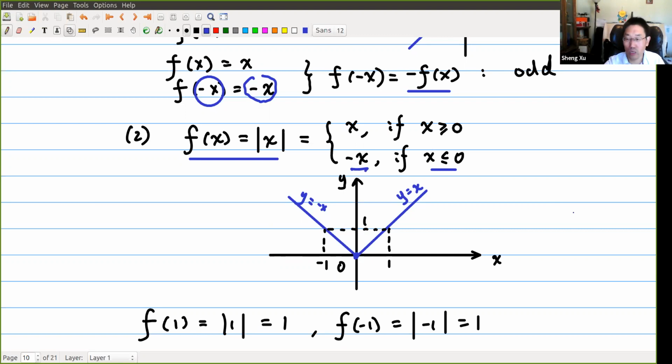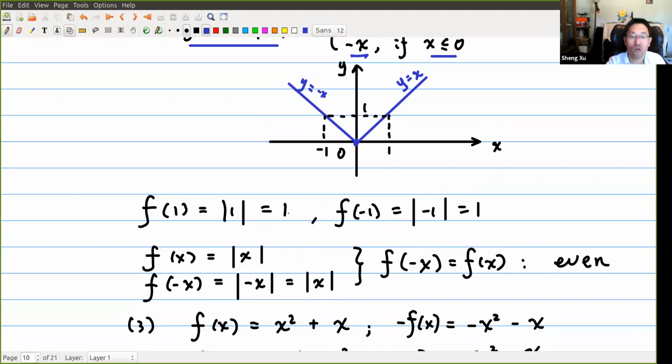Now, what's the property of this function? f(1) is of course equal to one, and f(-1) is also one, because the absolute value of a negative number is just the opposite of this negative number. Now, what is f(-x)? x is a placeholder, so you plug in negative x here. So it's the absolute value of negative x. But we know the absolute value of negative x is the same as the absolute value of x. It's all non-negative. So these two are the same, which means f(-x) is f(x). By definition, this function is even. It's symmetric about the y-axis.